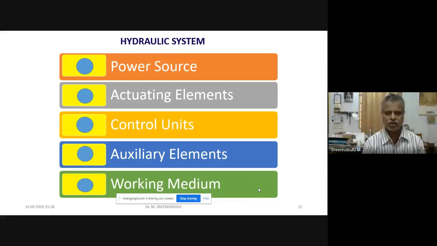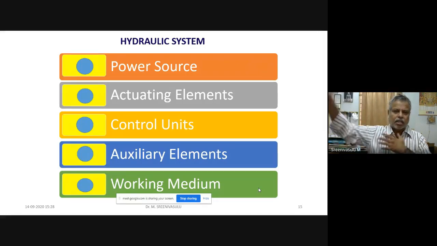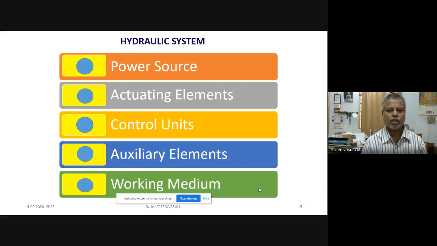Power source, no doubt it is required. Actuating elements: all components which are joined together, which try to pressurize the liquid as well. That pressurized fluid is going to be sent through the pipes to the actuator at the desired location. Normally, that actuator is going to be housed at the joint of a particular robot. So the pressure being raised is done at a different location.